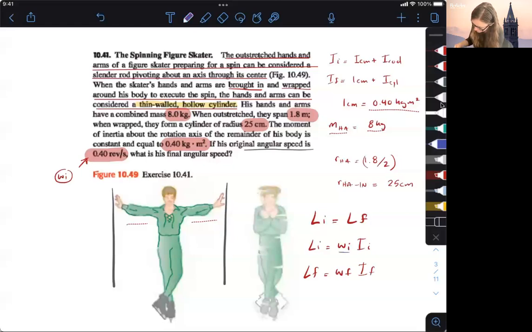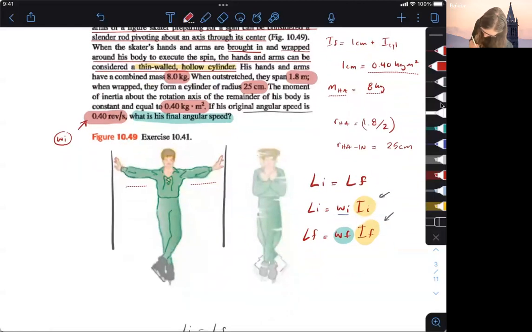And then we were given the pieces that we need to solve for this, and then we're asked to find ω_f. So ω_f is our goal here. We want to know what this final angular speed is. So we're going to set up and solve for these pieces, I_i and I_f. Then we're going to plug in our ω_i, and then we're just going to do some algebra to solve for ω_f, okay?